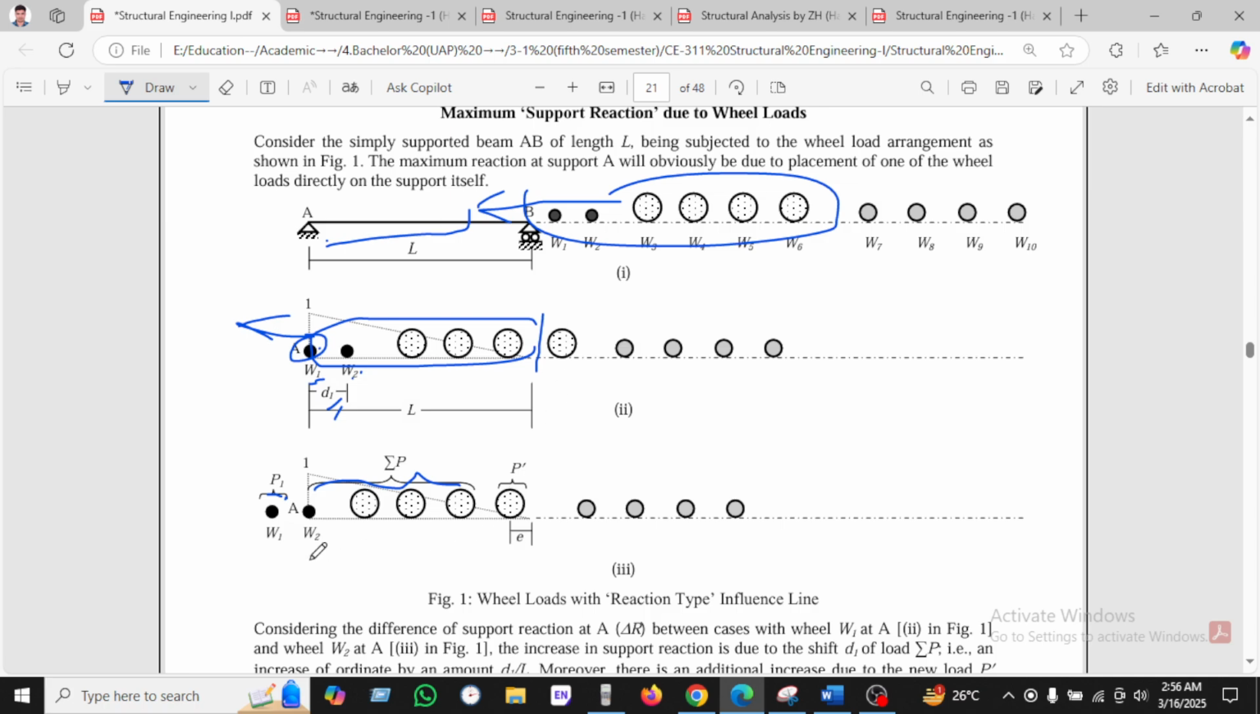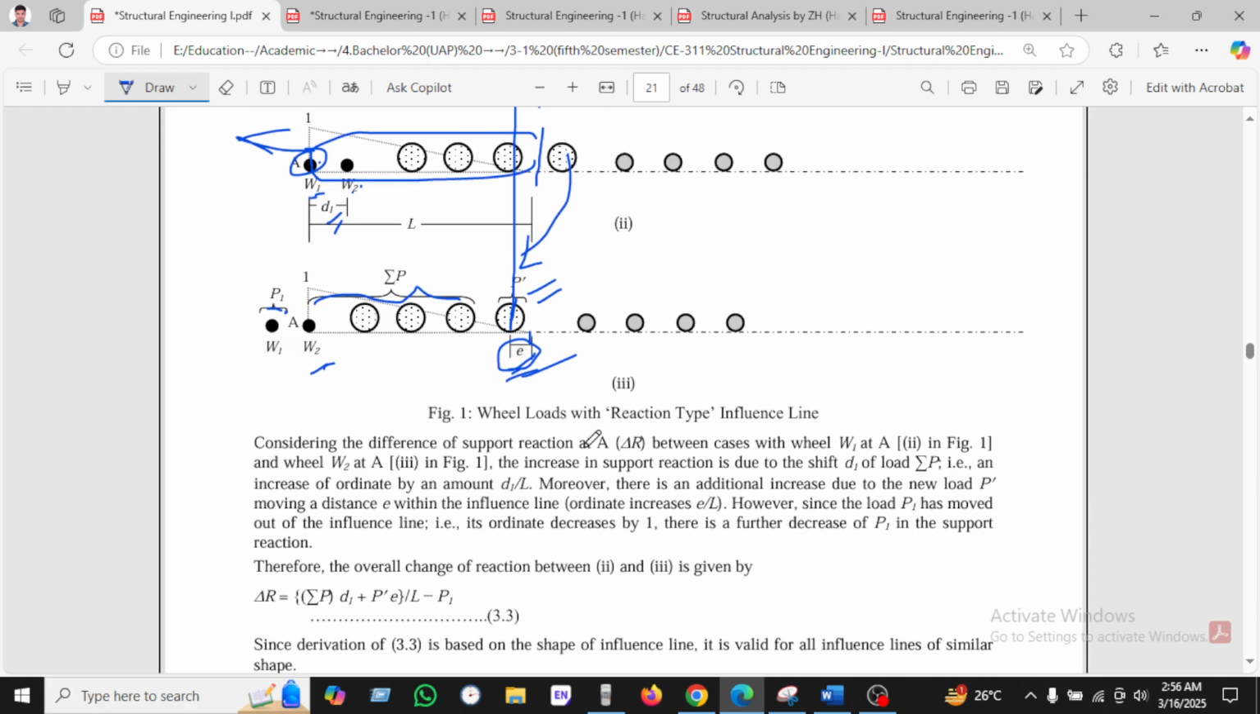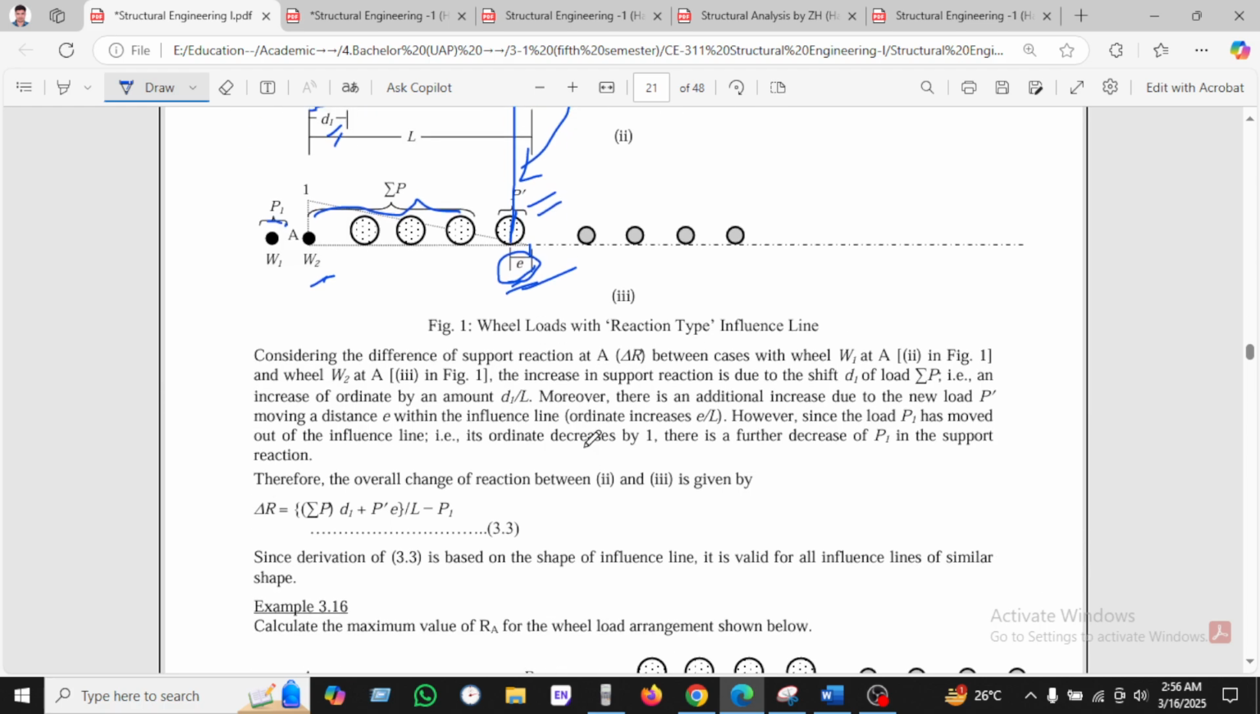Then we see W2 here, and P prime. P prime is the last load which entered on the beam. This is the P1, and this is a vital issue. You must memorize it or understand it. P is the distance of the wheel and the reaction of the support of the last reaction. Okay, so let's see how we have considered it here.